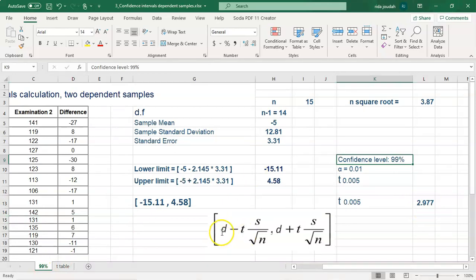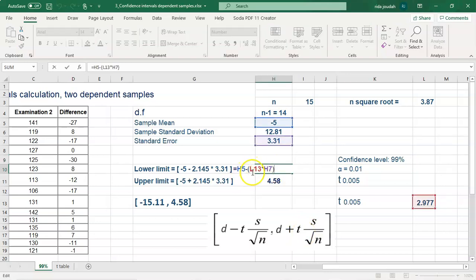And you see here the formula is D. D is the difference because we are taking the differences minus the margin of error to get the lower limit and plus the margin of error to get the upper limit. So if I double click, you will see how we calculated the lower and upper limit.